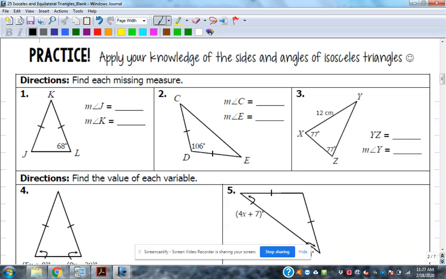All right, let's look at number one of the practice problems here. Real quick and easy. We know that this is an isosceles triangle with sides JK and KL congruent to one another because of the notation on the picture. So if we know that angle L is 68 degrees, what's angle J? 68, automatic. And then how do we find angle K? Yeah, double the 68, subtract it from 180. 136 from 180 would be 44.